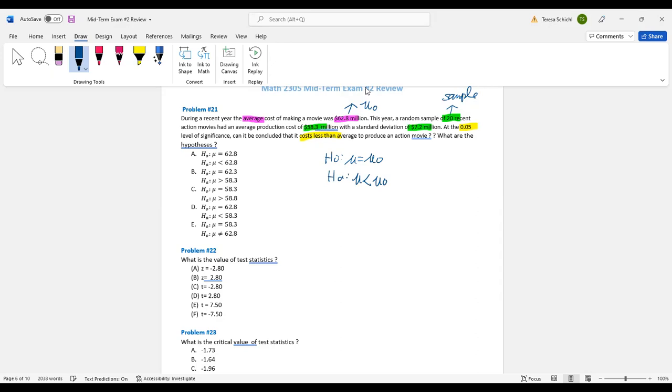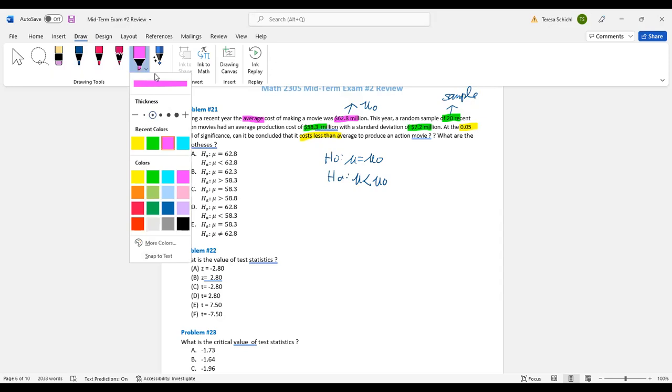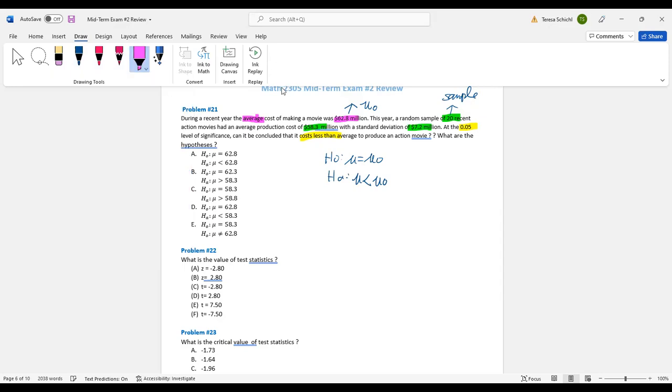So for here, our mu zero is 62.8. So what will be the answer here? It will be A, right? So this will be equal to 62.8 and less than 62.8 here. Okay. Now let's see, what is the value of the test statistic? So first, let's decide what we know about the test, so then we can choose the correct test.